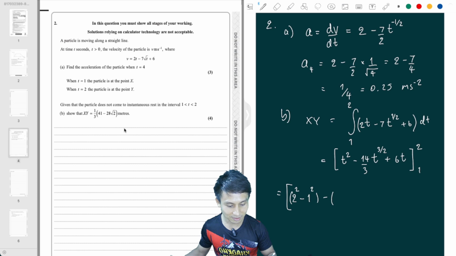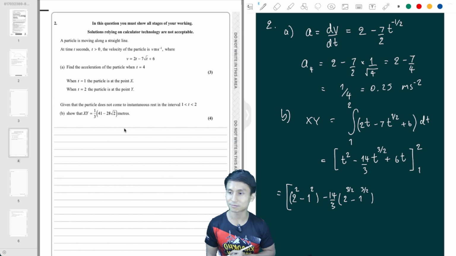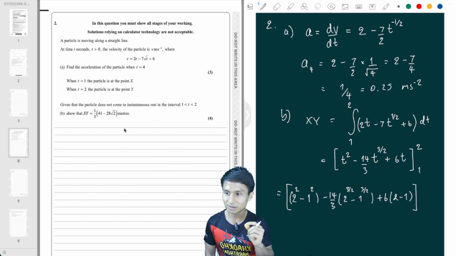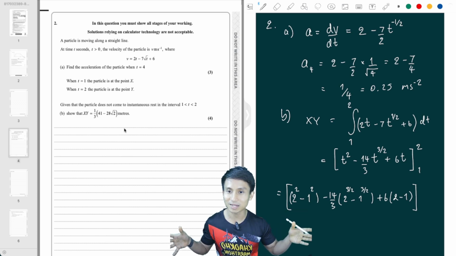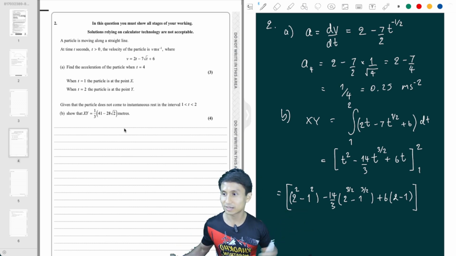And then minus, I'm just going to move 14 over 3 out here. And then for the t to the power of 3 over 2, I do 2 to the power of 3 over 2 minus 1 to the power of 3 over 2. That's done for the second term. And then for the third term, 6 times (2 minus 1). So you see, I subtract term by term, using the bounds on each term, not going for all terms and separating by the upper and lower bounds. Okay, so there you go.